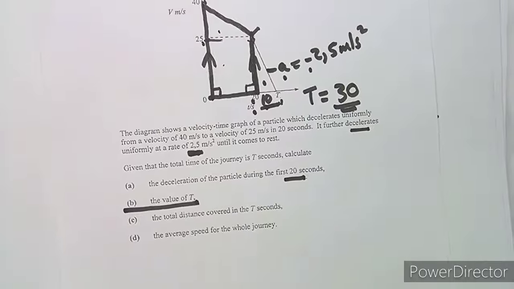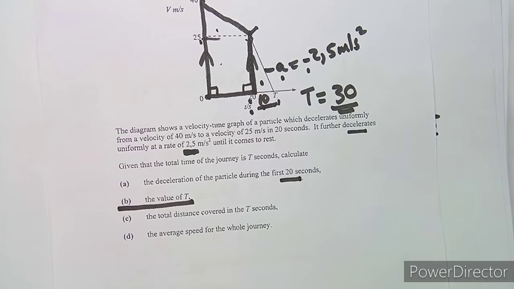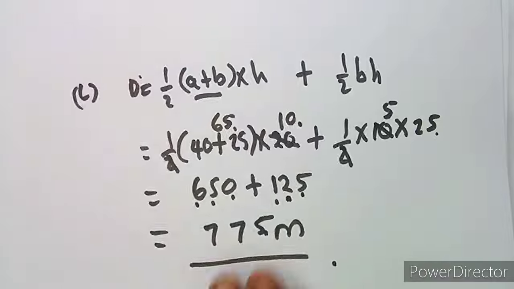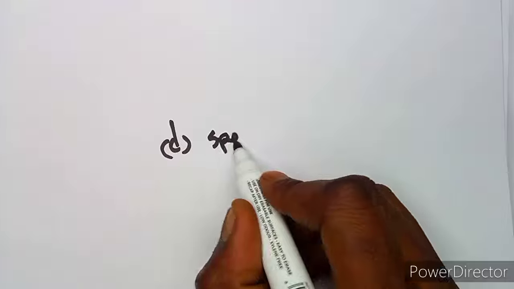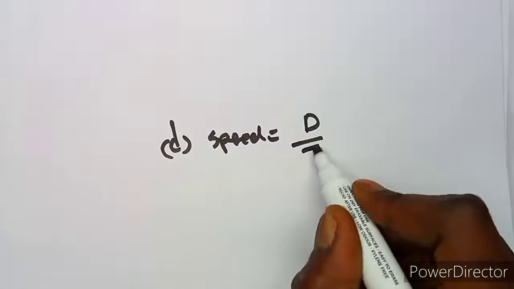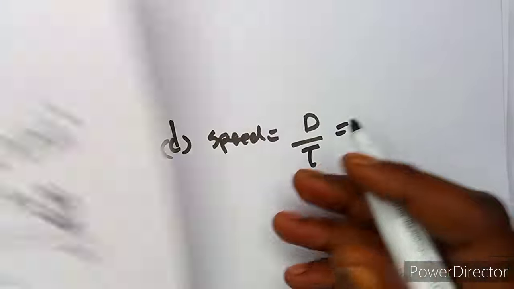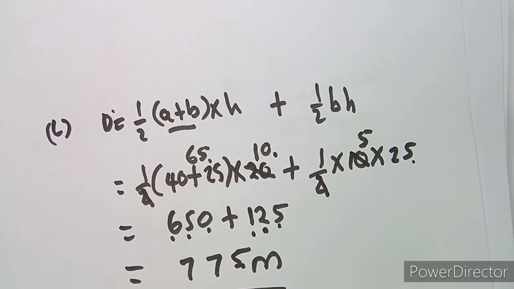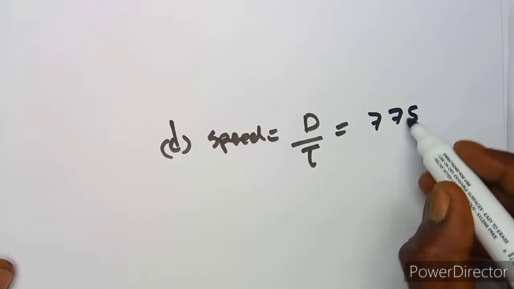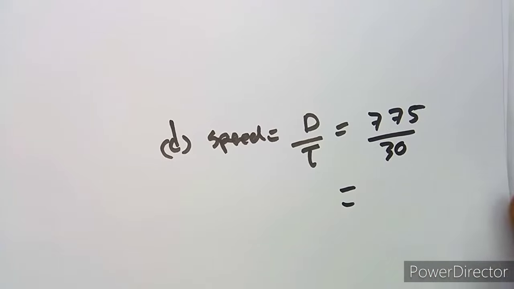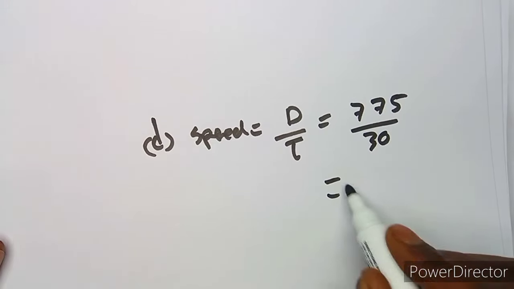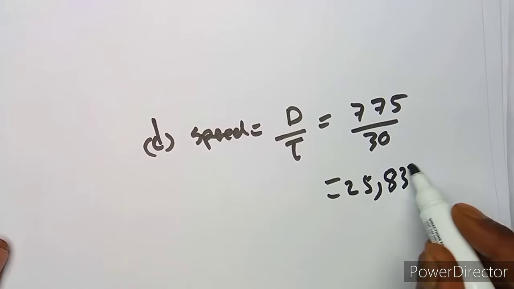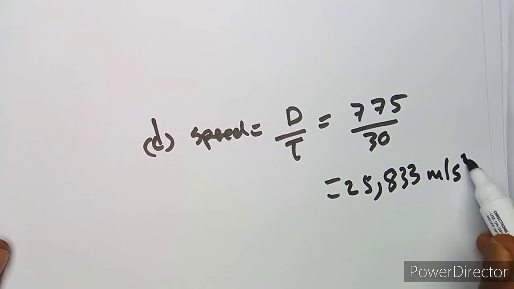And on part d, that is the average speed for the whole journey. Average speed is distance over the time that was traveled. That's what you're going to have, guys. Speed is the distance over the time, and our distance is the one that we just calculated, 775 over 30. As you can see, if you do your division properly, you're going to obtain 25.8333, something like that, in meters per second.